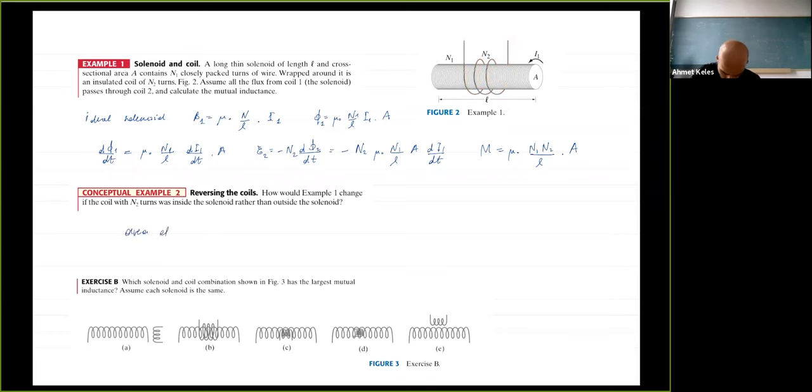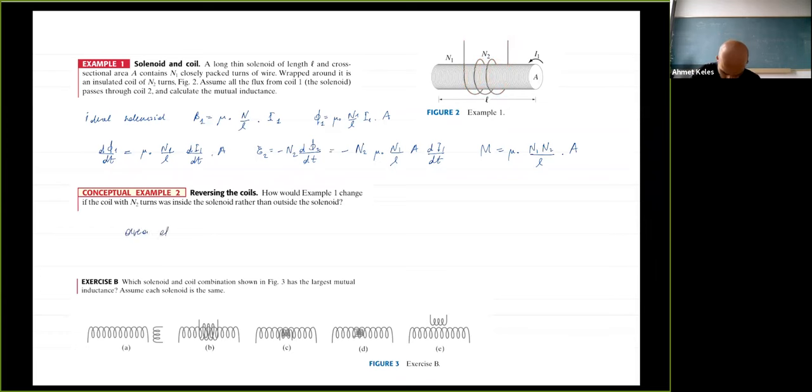This area here is L times dr. Now I can integrate to find the flux. Flux is going to be equal to mu zero over 2 pi I times L, integral of 1 over r dr, and r goes from r1 to r2.